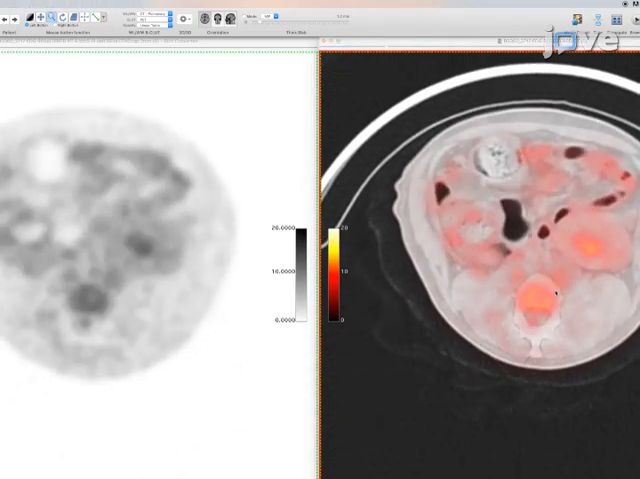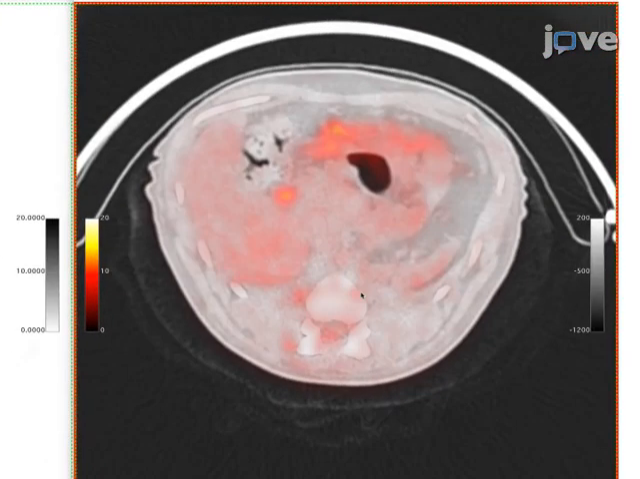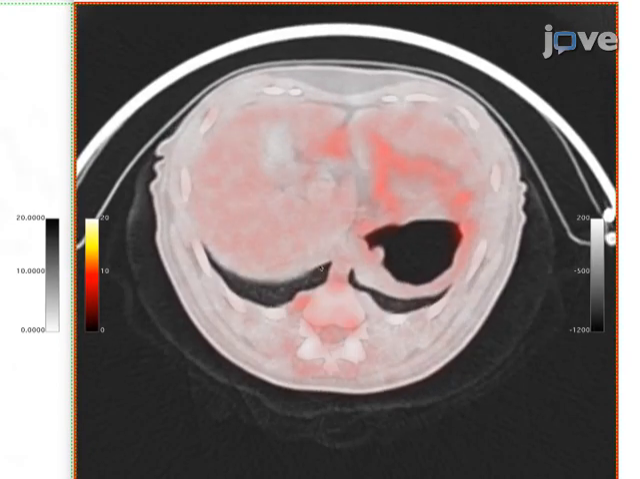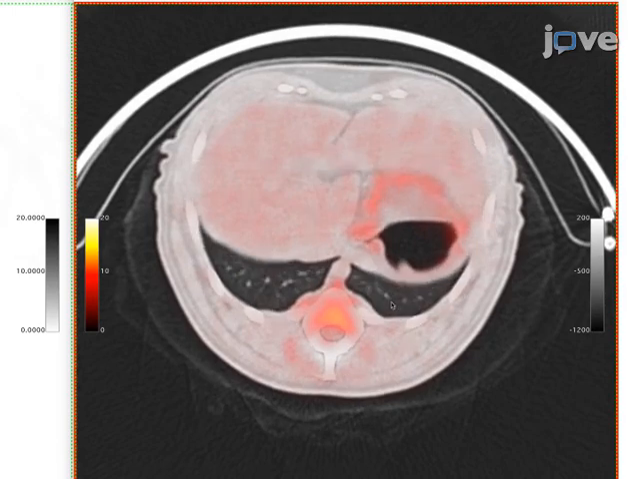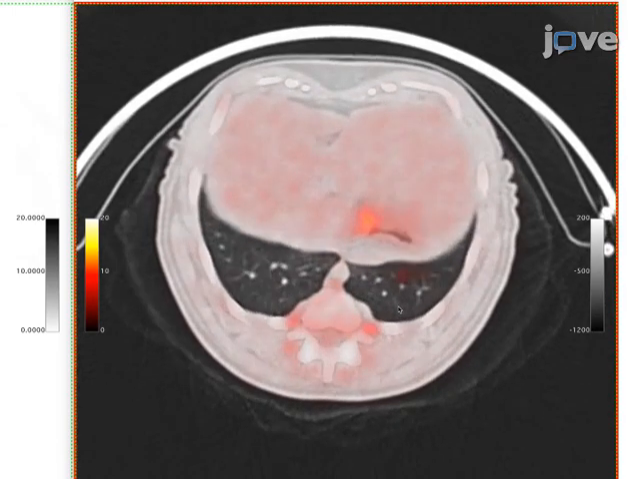Focusing on one lobe at a time, scroll through the fused PET-CT image to identify the lesions. Small lesions can be distinguished from the vessels by hovering the cursor over the structure in question and scrolling up and down a slice or two. If the structure remains under the cursor, it is a lesion.